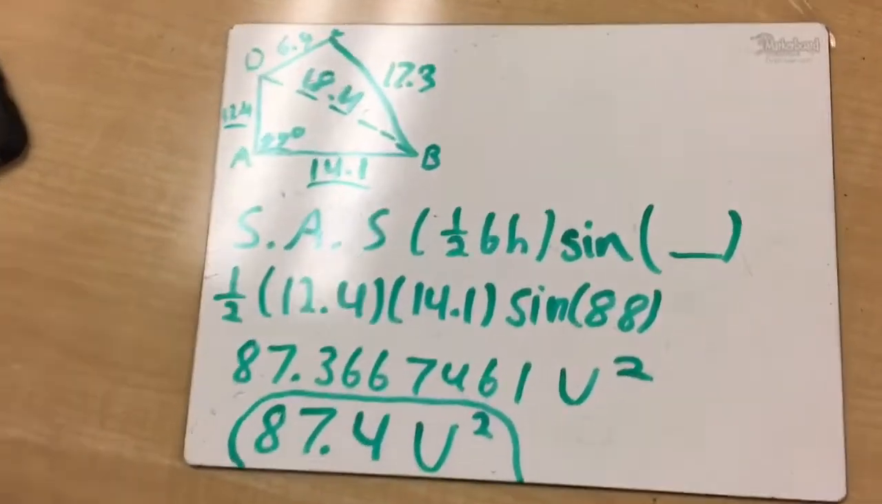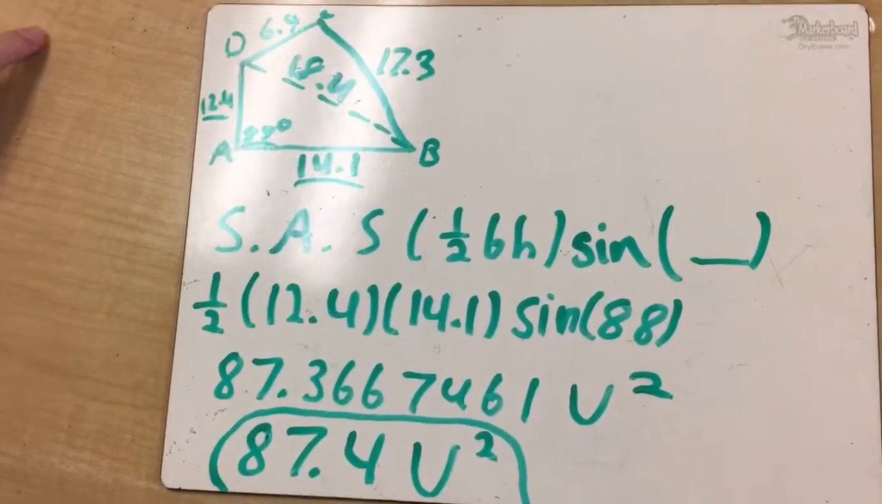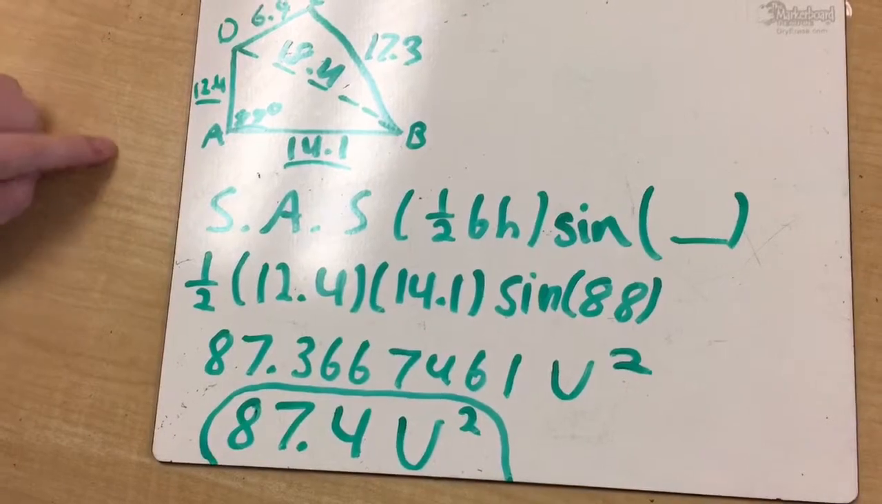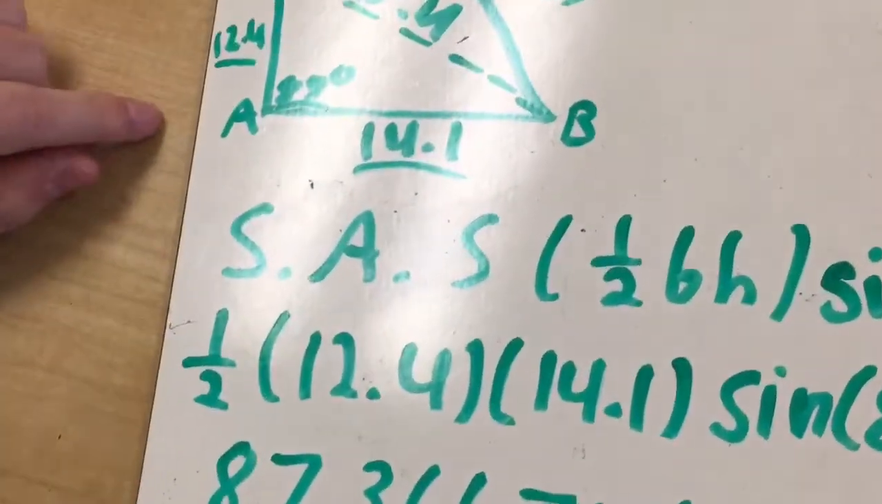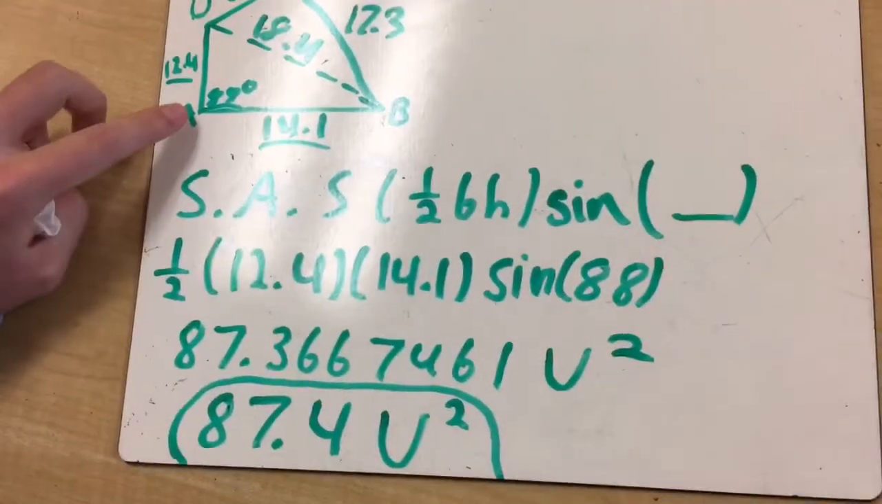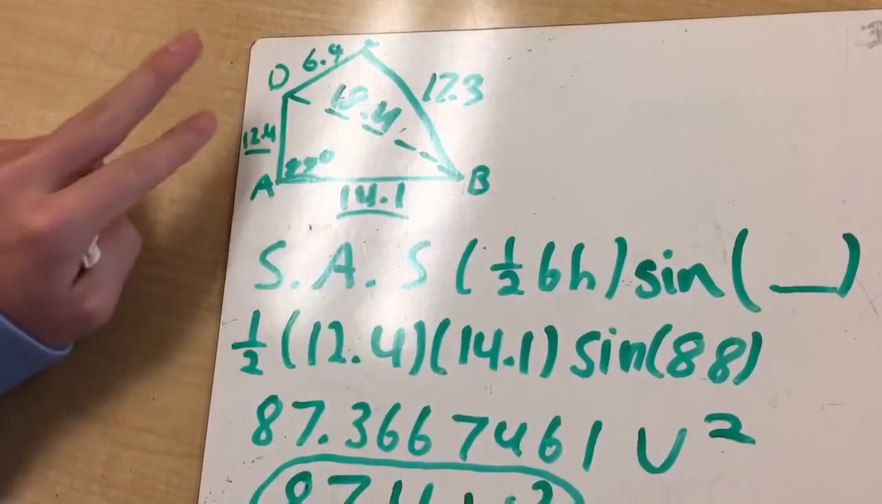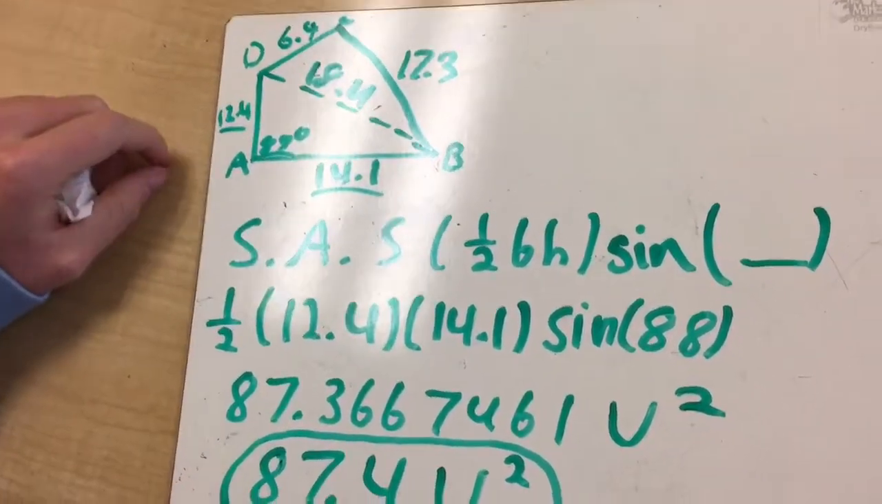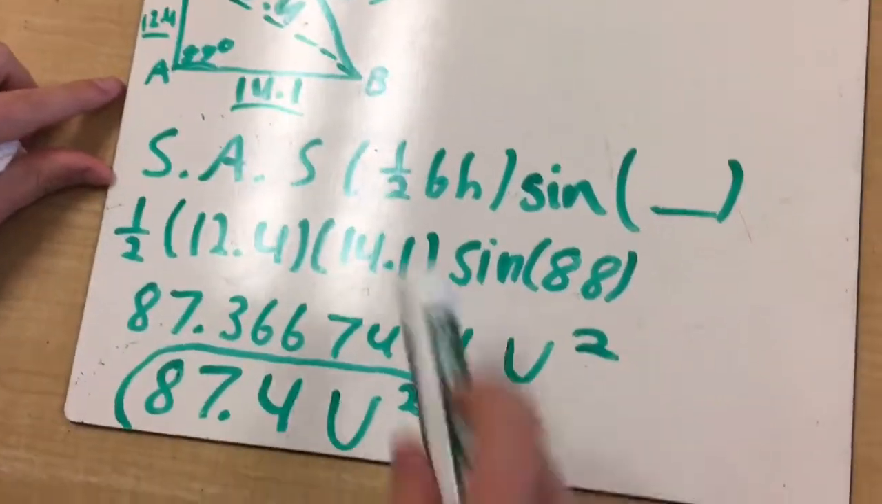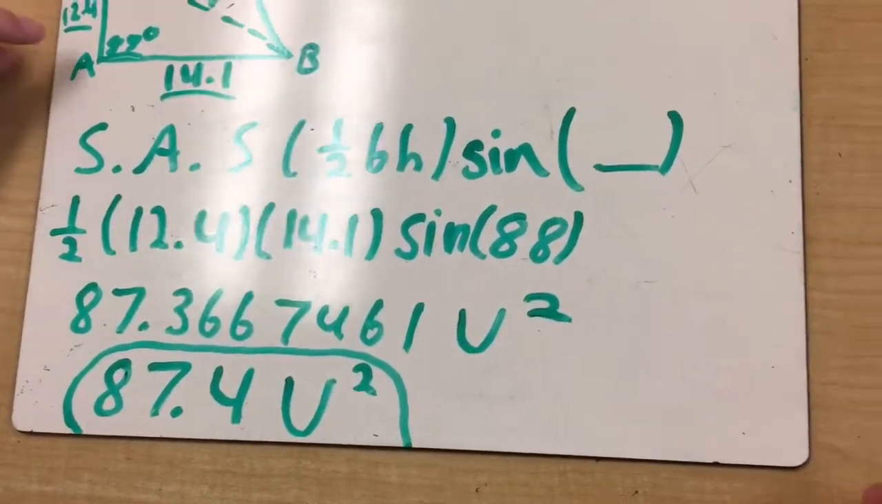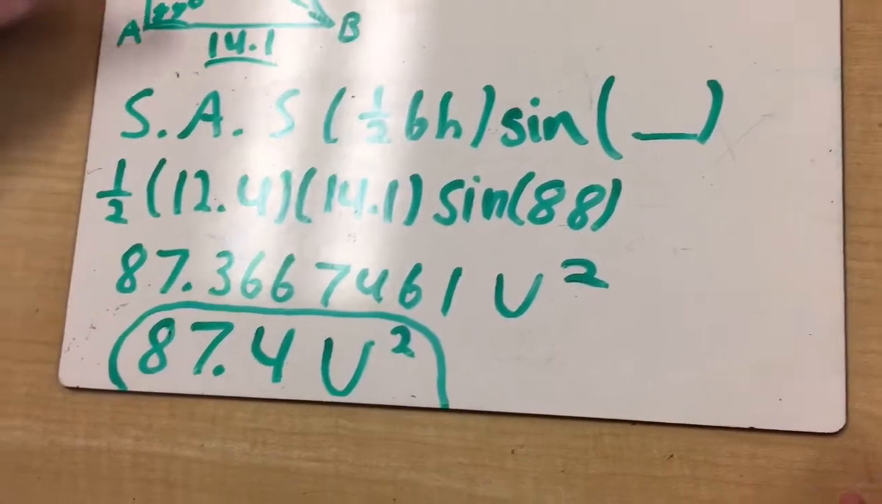So now we're going to solve for the area of one of the triangles, and in doing so we're going to use the side angle side method. If you have an angle and two of the sides are named on either side of it, on both sides of it, then you can do this method, and it's very quick. It's 1/2 base times height, and then times the sine of whatever your angle is.